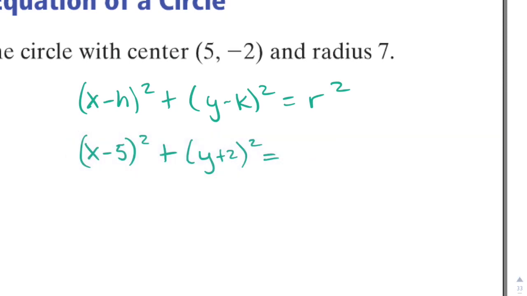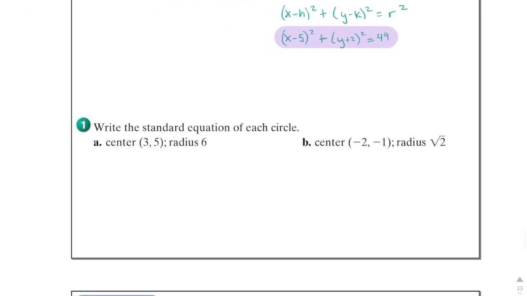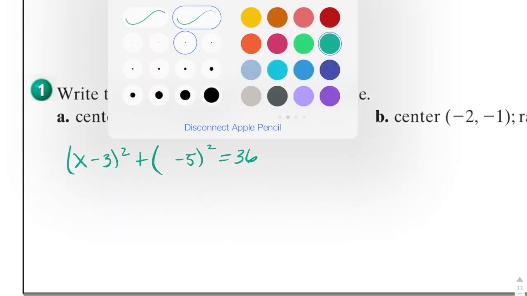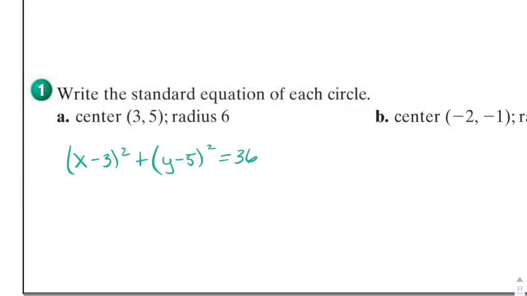Whoops, that was weird. One more time. There we go. Good. All right, let's do a couple more. This one will have the x minus 3 squared plus y minus 5 squared equals 36. That one's done.